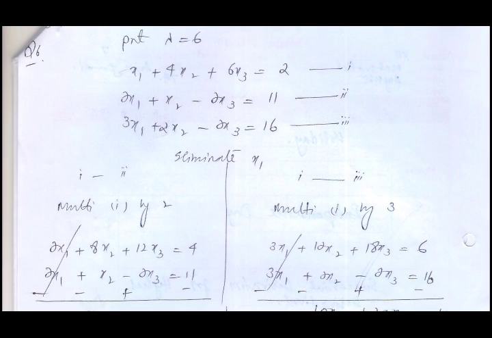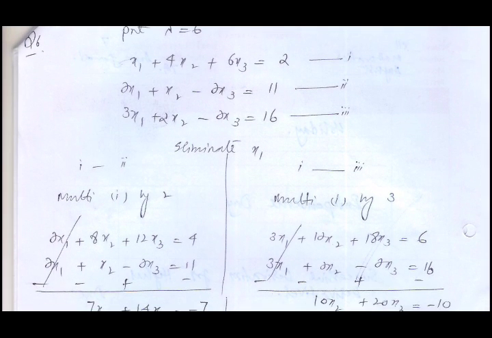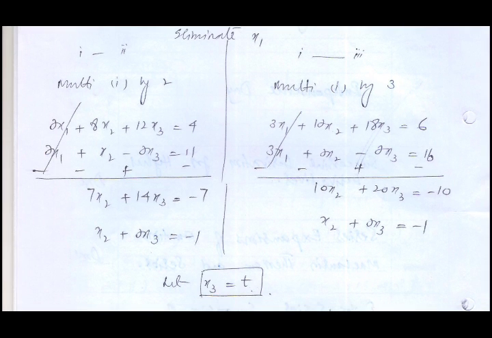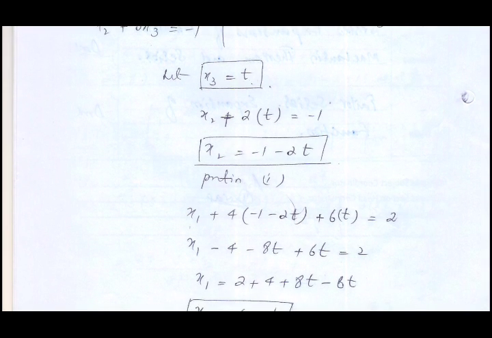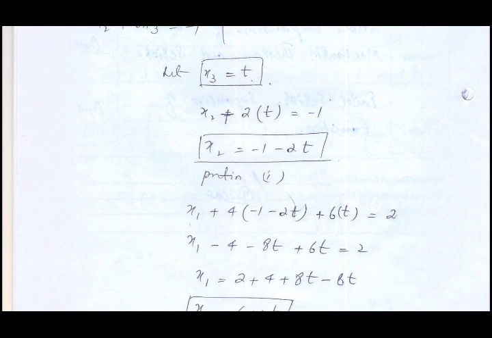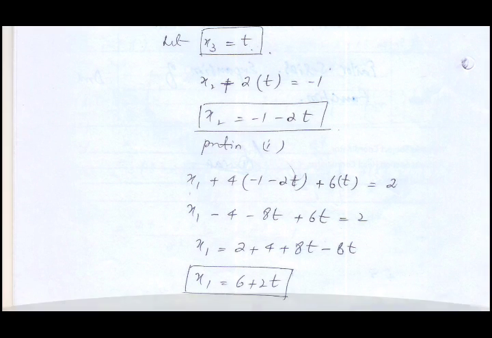We multiply equation 1 by 2 when we solve 1 and 2 and multiply 1 by 3 when we solve 1 and 3. We subtract these values and we get the same equations. Next we put x3 equal to t and x2 equal to minus 1 minus 2t. Put these values in 1 and we have x1 equal to 6 plus 2t.